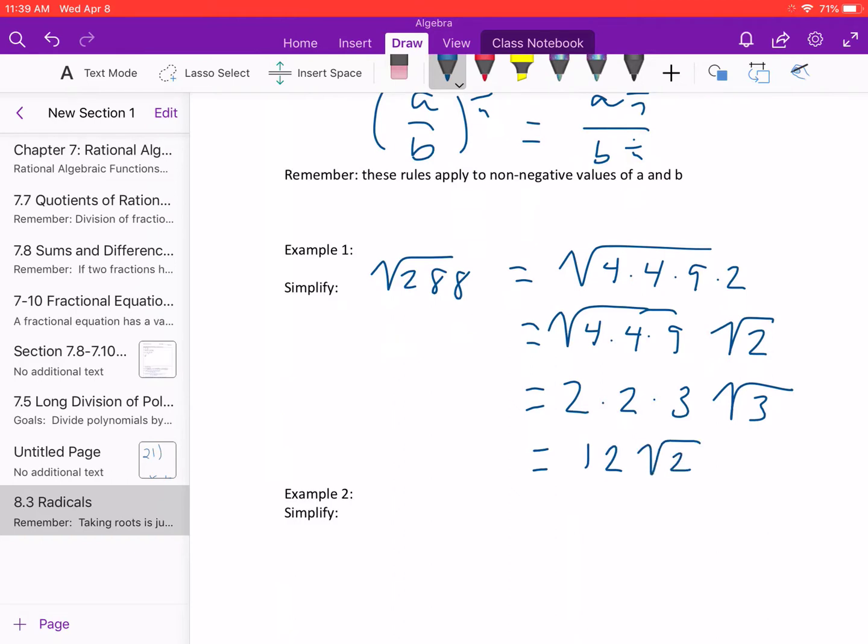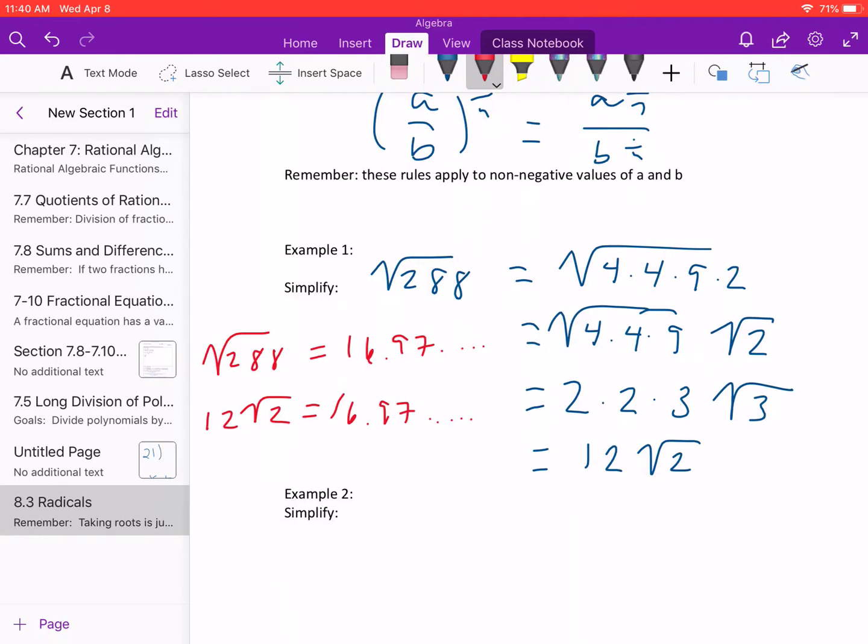The reason why the expression 12 times the square root of 2 is considered simpler is because the radicand is smaller. If you put this into your calculator and do a quick check, the square root of 288 is equal to 16.97, and so on. And 12 times the radical 2 is also equal to 16.97. So this is the simplified form of the square root of 288 because that radicand is smaller.